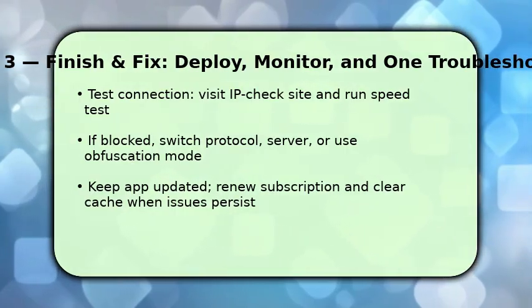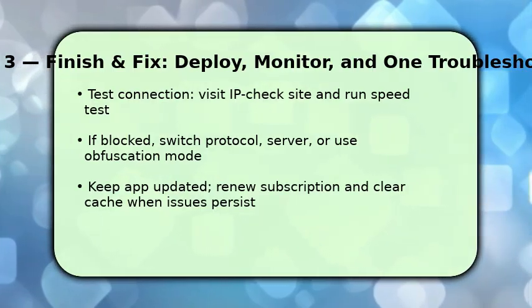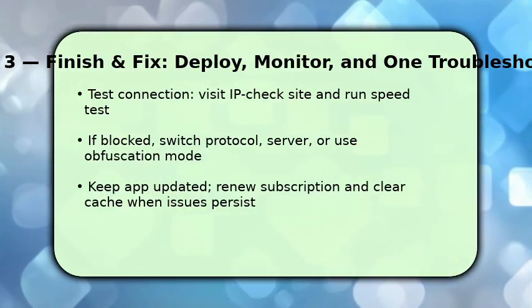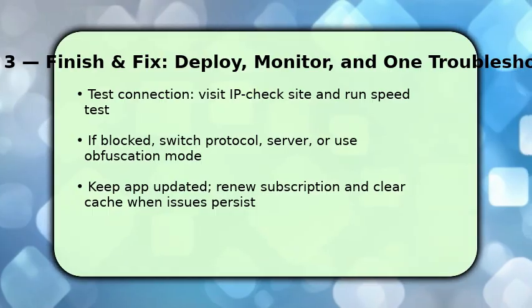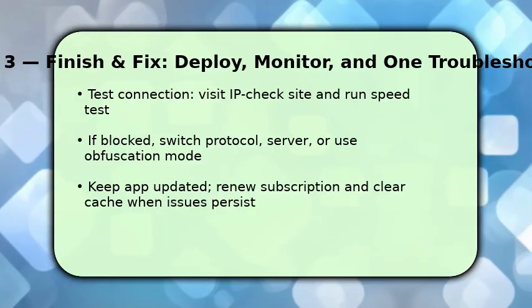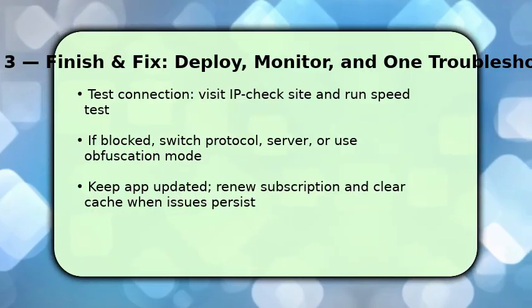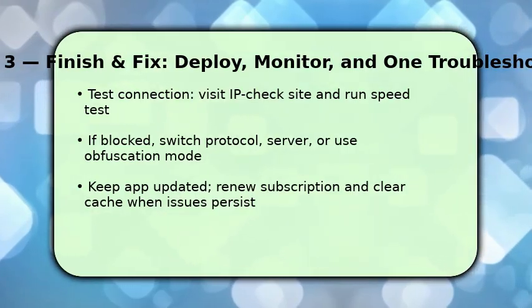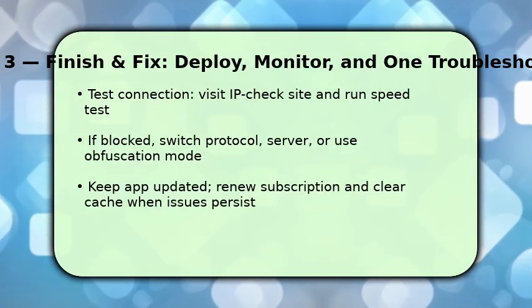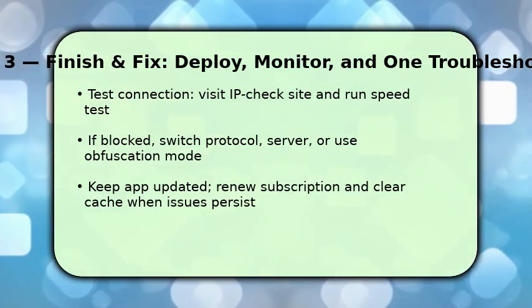If a site blocks VPN traffic, try changing protocol, picking a different server, or enabling obfuscation or stealth mode to bypass detection. Make sure your firewall or antivirus isn't interfering by temporarily disabling or allowing the VPN app. If problems persist, update the VPN app, reboot your device, and contact support with logs. One key tip: switch servers first. Many issues resolve with a different endpoint.